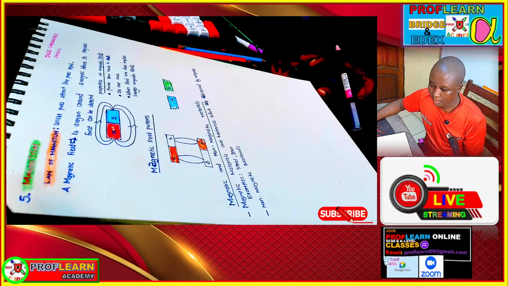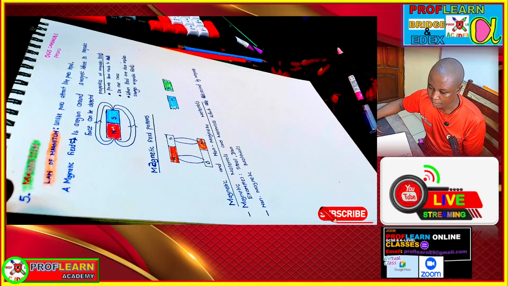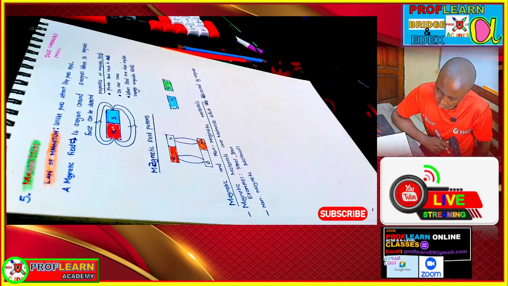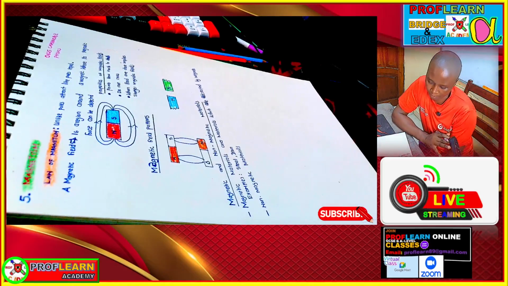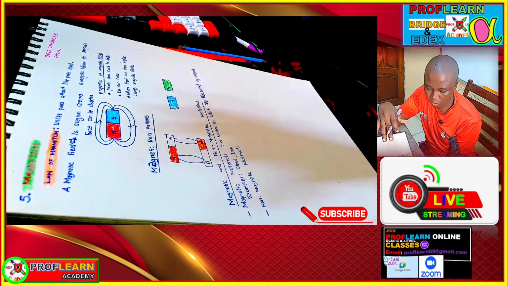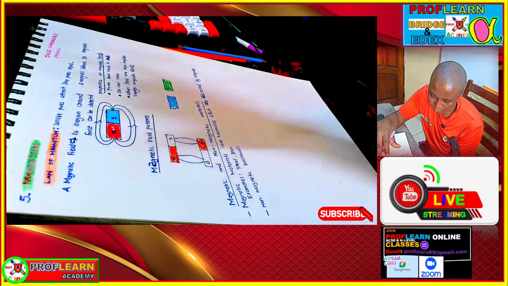Now, still looking at the series of May-June 2025 and the kind of concepts that really featured in that paper. One of the concepts that features from question 5 was magnetism. And so students were supposed to understand the law of magnetism.